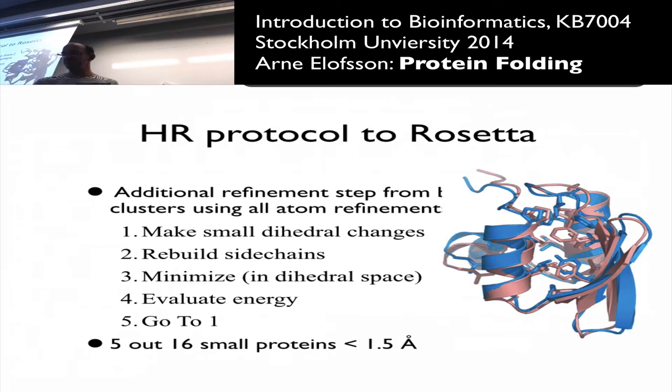The paper I gave you is about an extension of this. They basically have a second step in Rosetta, and also generate these tens of thousands of models. They have a more accurate energy function. What they do is build all the side chains, and then change the structure and the backbone a little bit, and calculate a new energy. You do this many times: small changes, build side chains, minimize, get the energy, and repeat it a few times for every member of the big clusters.